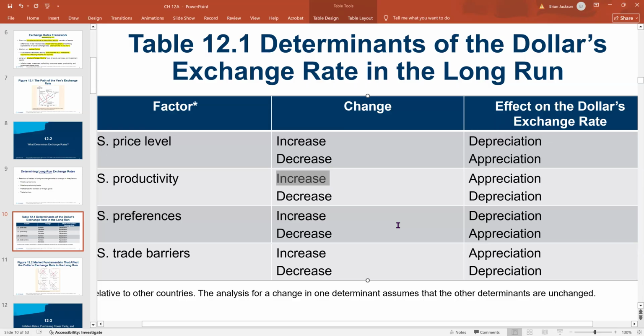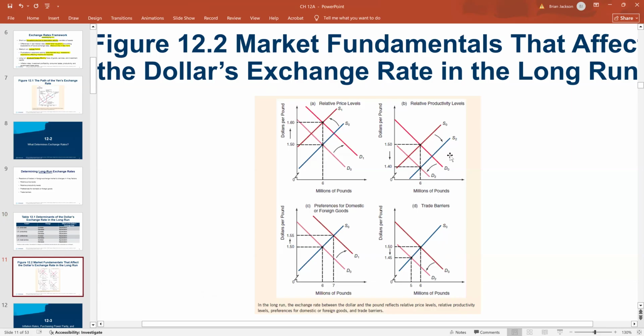Okay, and so British citizens want more U.S. goods, and U.S. citizens want less UK or British goods. Okay, because with productivity increases in the United States greater than they are in Great Britain, then American goods are becoming relatively more affordable to both populations of people. So the effect on the dollar's exchange rate is that more people are going to want American goods, so there'll be an appreciation in the dollar, correspondingly a depreciation in the pound. We'll see that right here.